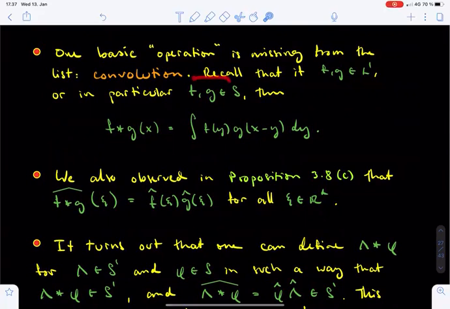Recall how the convolution of two Schwarz functions, or more generally two L1 functions, f and g, was defined. The convolution of f and g at x equals the integral of f at y times g at x minus y dy. The convolution of two L1 functions f and g defines another L1 function whose Fourier transform was computed in proposition 3.8. Its value at xi equals the product of the Fourier transforms of f and g at xi for all vectors xi in R^d.